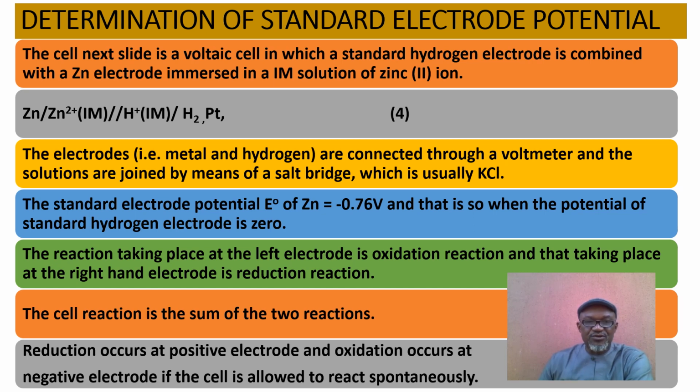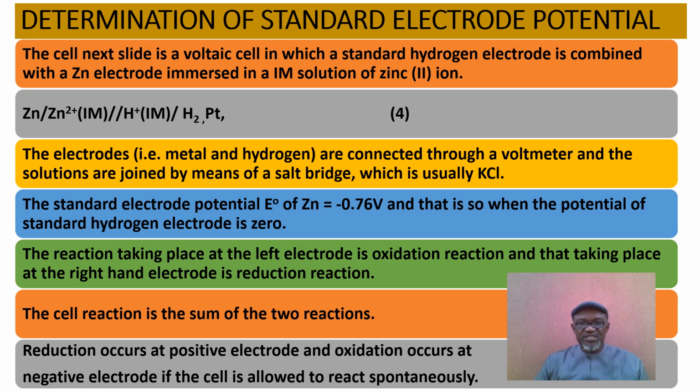The left-hand electrode and the right-hand electrode are separated by double slanted lines, which represent the salt bridge, or can also represent a porous partition. The electrodes, that is metal and hydrogen, are connected through a voltmeter, and the solutions are joined by means of a salt bridge, which is usually KCl.